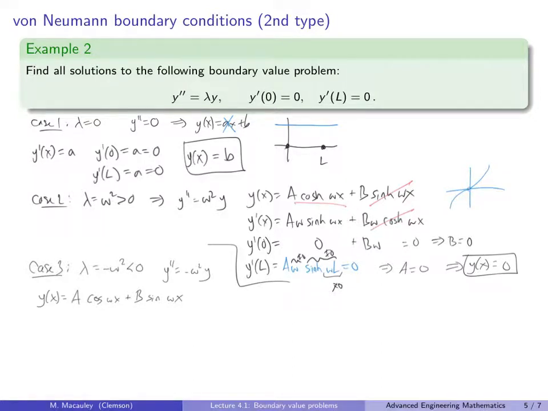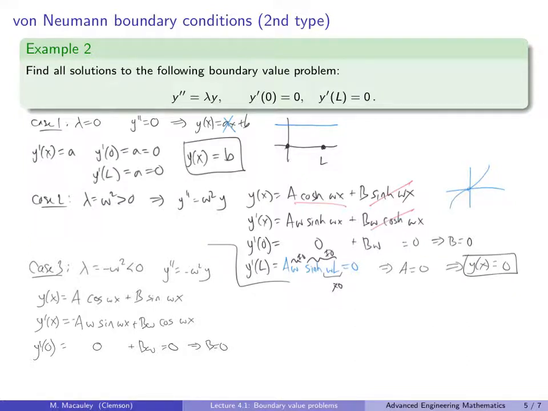So now let's take derivatives again. So y prime of x equals a omega sine of omega x, and there's a negative sign out in front, and a plus b omega cosine of omega x. Now let's plug in our boundary conditions. So if we do y prime of 0, so now we get 0 plus b omega equals 0, so now that kills off b. So omega is non-zero, so b equals 0.